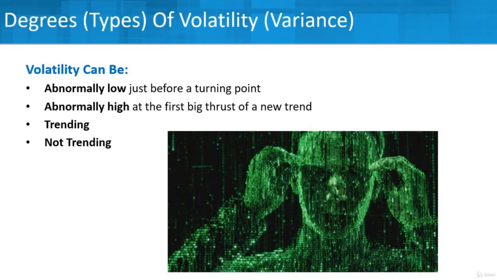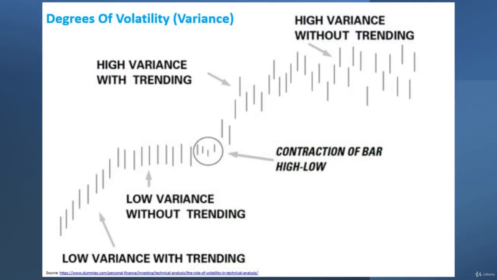But with volatility, you can think of it like a matrix where there's matching up between the type or degrees of volatility. And volatility, as we learned, can be abnormally low or abnormally high. Low would typically be just before a turning point is coming, and high would be the first big thrust of a new trend. But you also need to consider, when you're looking at that volatility, is something trending or not trending already before this low or high volatility starts coming into play. So we're going to look at that matrix between these four concepts, put that all together, look at it graphically, and then break this down in great detail, looking at degrees of volatility.